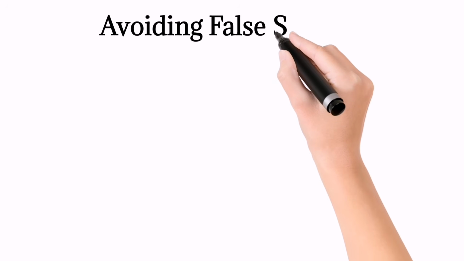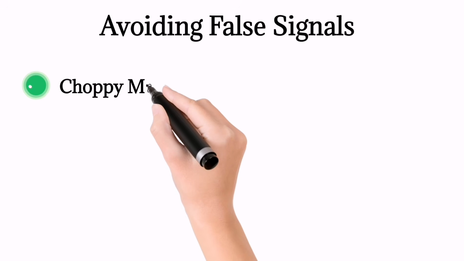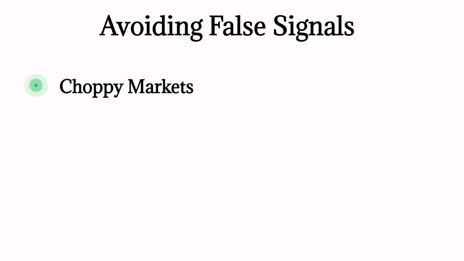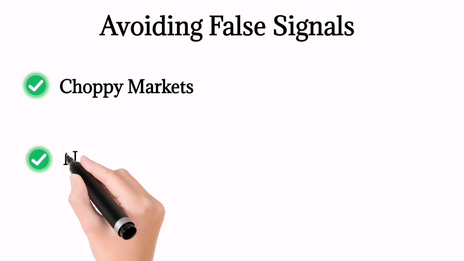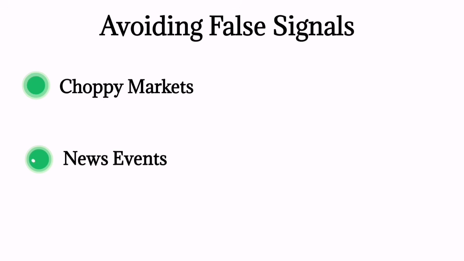Avoiding false signals. Choppy markets: if the overall range is flat, crosses come fast but fail fast. Add one simple filter: trade only when the slope of the 200 EMA tilts clearly in the trade direction. News events, earnings, FOMC meetings, and crypto fork announcements can spike price through EMAs temporarily. Check the calendar before entering.